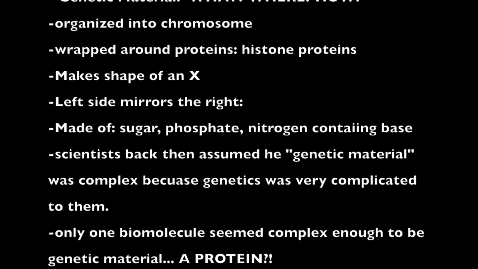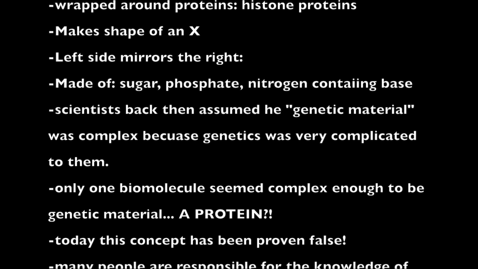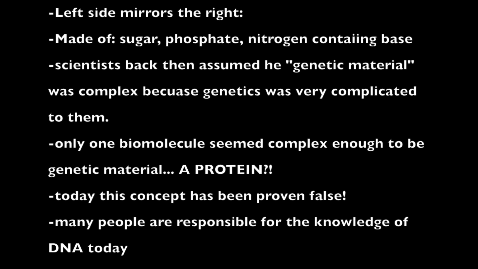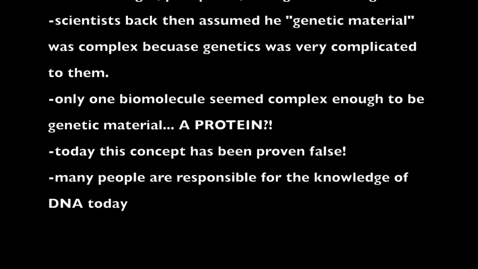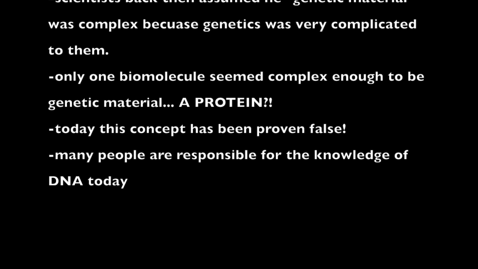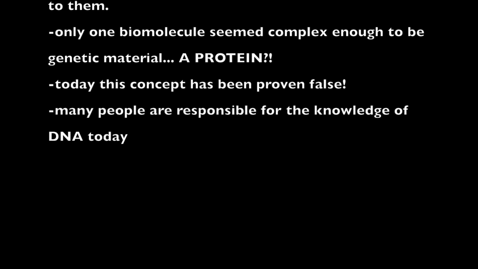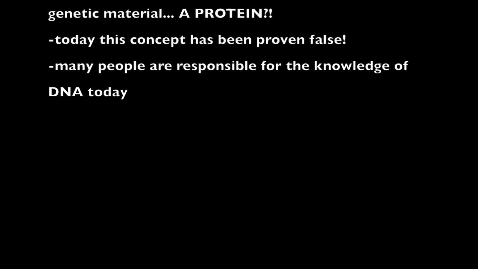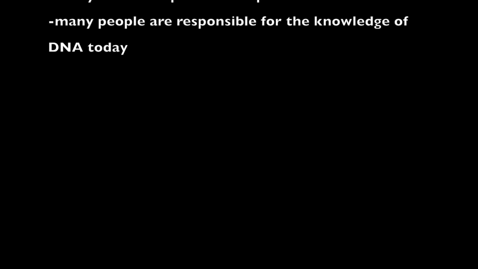Up until the early 1950s, no one knew what DNA did. The structure of DNA is very simple, made of a sugar, a phosphate, and a nitrogen-containing base. Scientists assumed that the genetic material of a cell must be very complex and varied because genetics seemed very complicated. Only one biomolecule seemed complex enough to be the code for all of life: a protein. Today we know this is not true. In fact, we now have knowledge about DNA that we didn't have before.